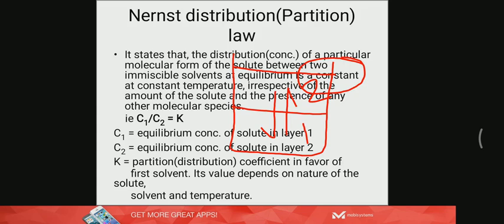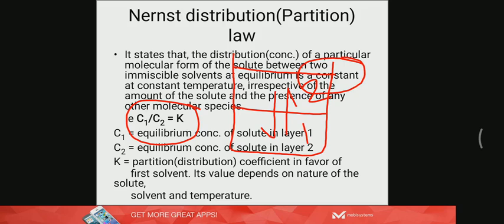So partition law can be expressed as C1 by C2 equal K, where C1 is the equilibrium concentration of the solute in layer 1 and C2 is the concentration of solute in layer 2. The values of C1 and C2 depend on the solubility of the solute in that particular solvent. That will be different. Solubility of benzoic acid in water is different from its solubility in benzene. Then K is the partition coefficient in favor of the first solvent.